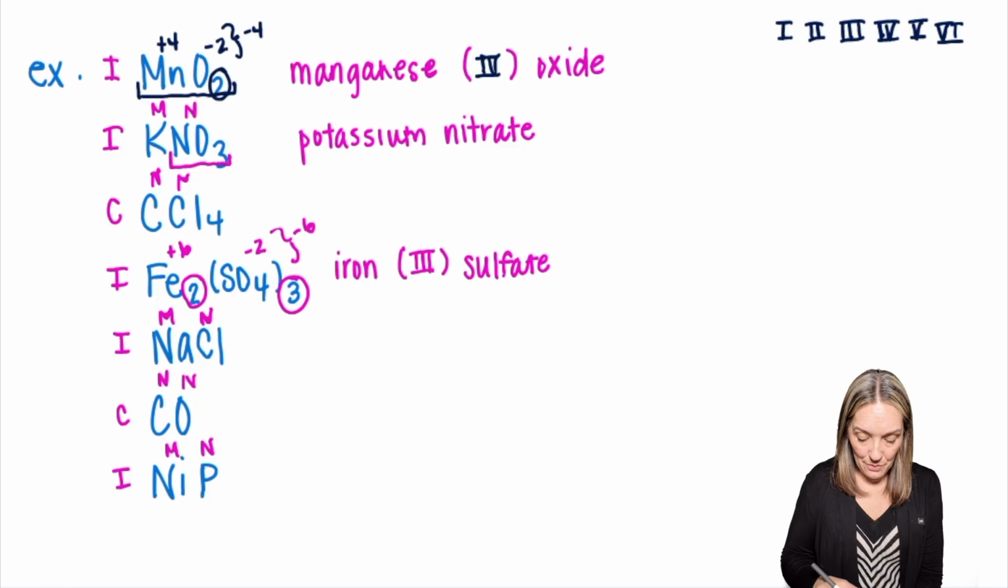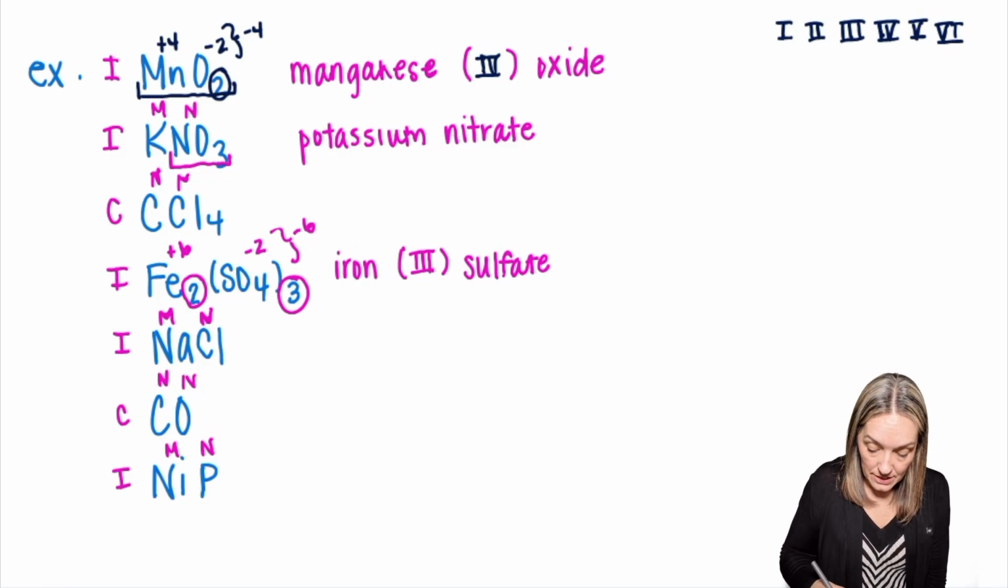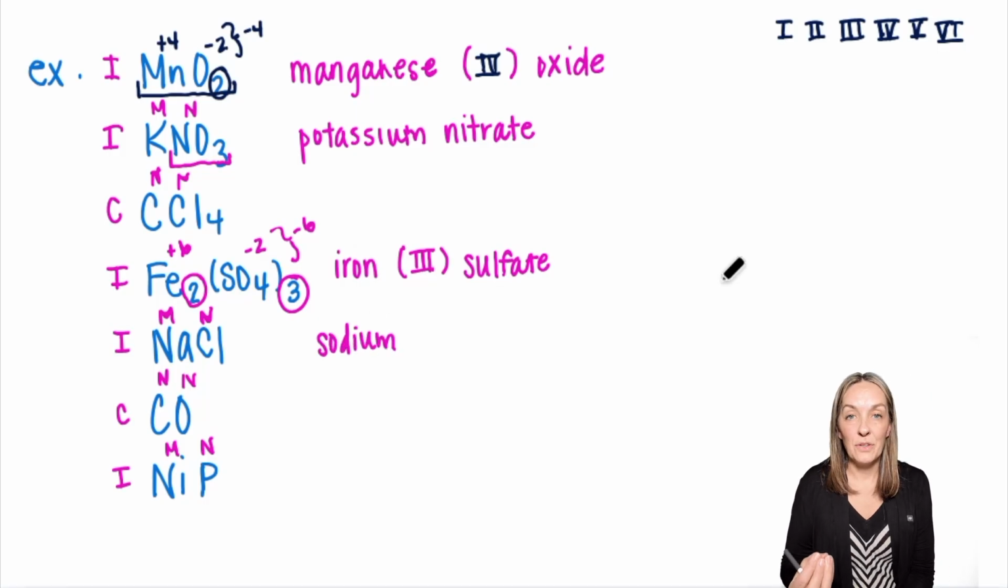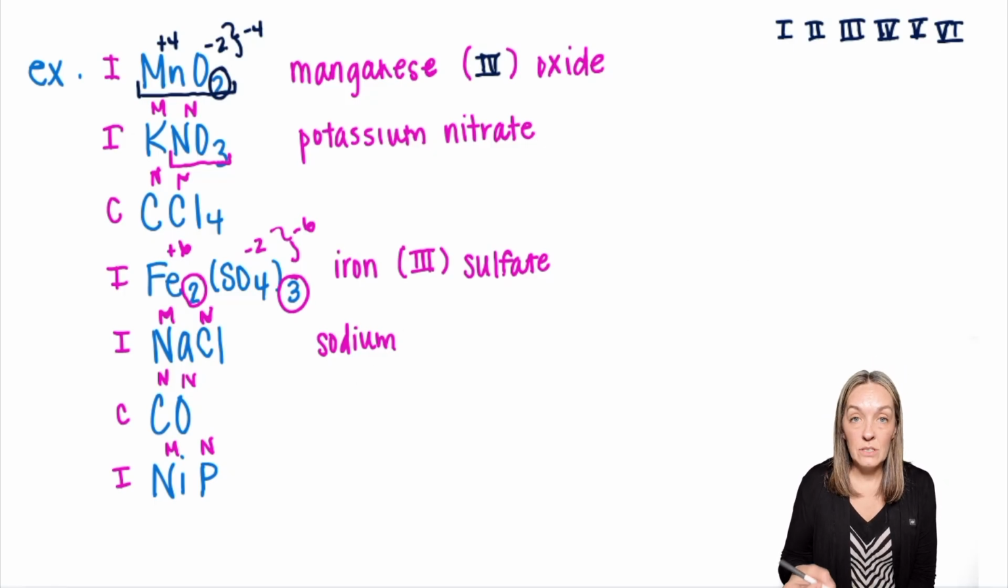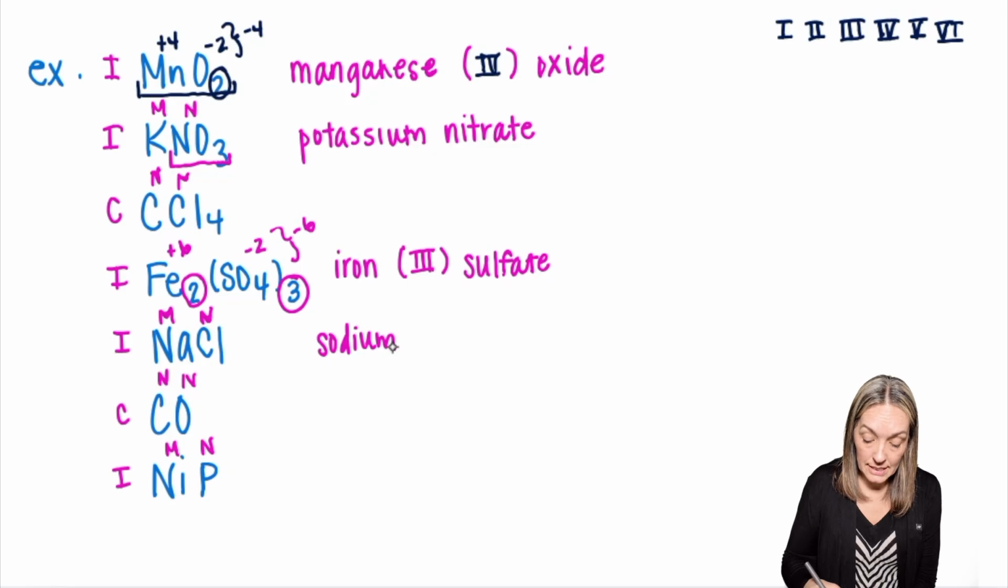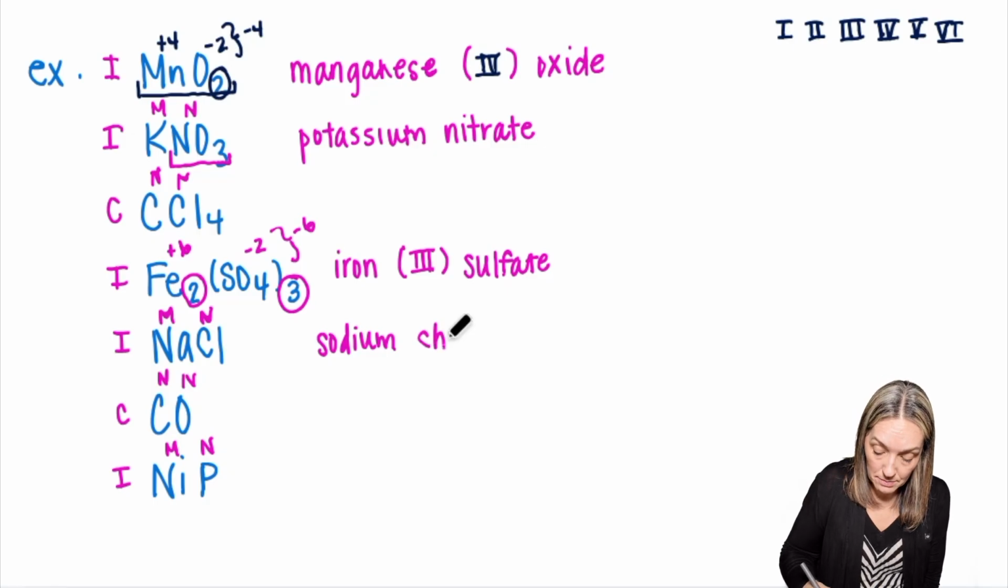Let's take a look at another one. Metal and non-metal indicates that it's ionic, so I'm going to name the first element, which is sodium. When I find sodium on the periodic table, it is not in the transition metal section, which means that I do not need to include Roman numerals. Instead, I'm just going to keep right on going, and I'm going to name my chlorine. Chlorine becomes chloride.